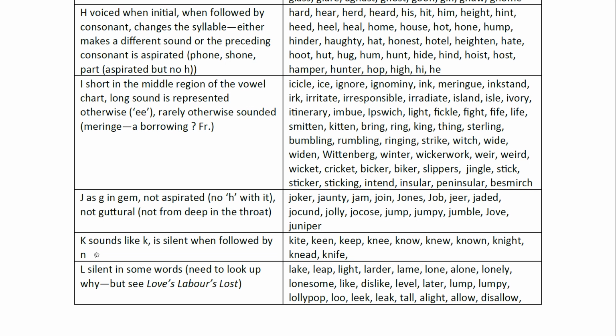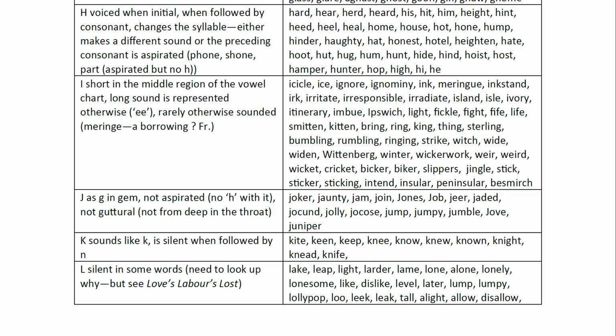H is voiced when initial, not as in French. You don't skip the H. You say honest, but otherwise you say hold, not old. Honest is an exception, but generally H is voiced in English, not as in French or maybe in other languages. You have to speak the H. Hot, not ot. Happy, not appy.